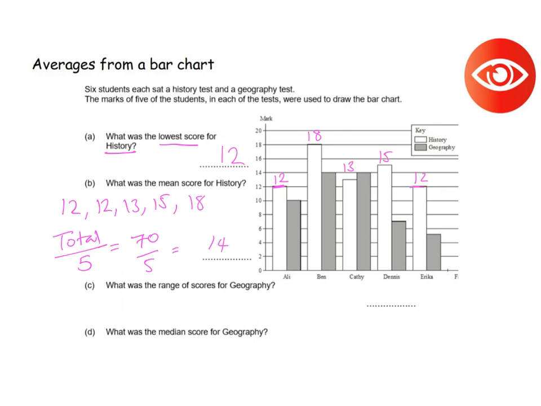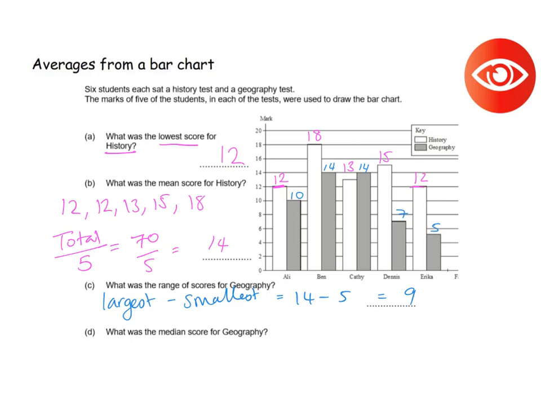The range of scores for geography this time, so I need to look at the geography bars. So I'll just write the numbers on top of the bar so we can see them. So the largest take away the smallest is what we need to find. So the largest is 14, the smallest is 5, so the range has got to be 9.